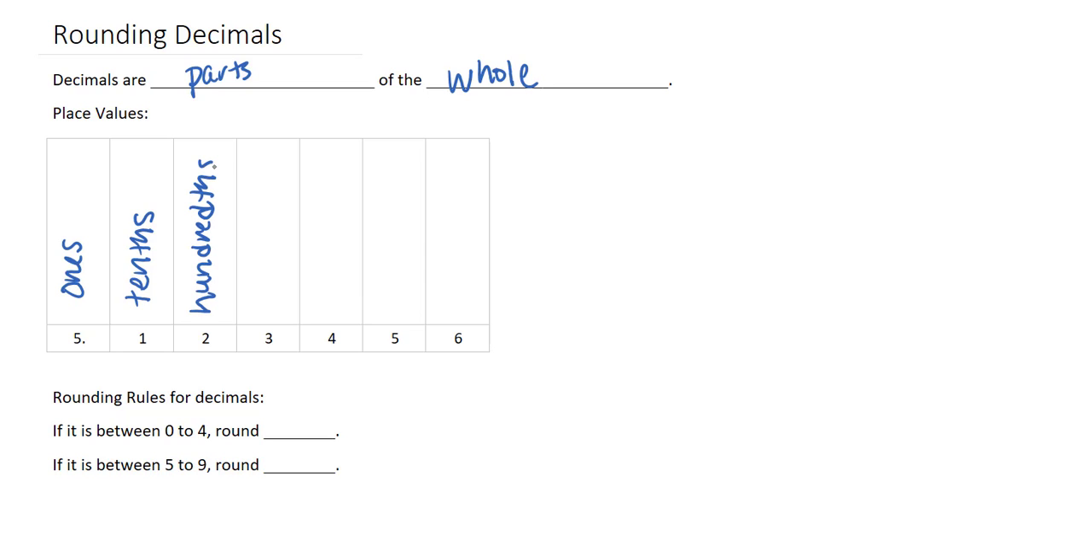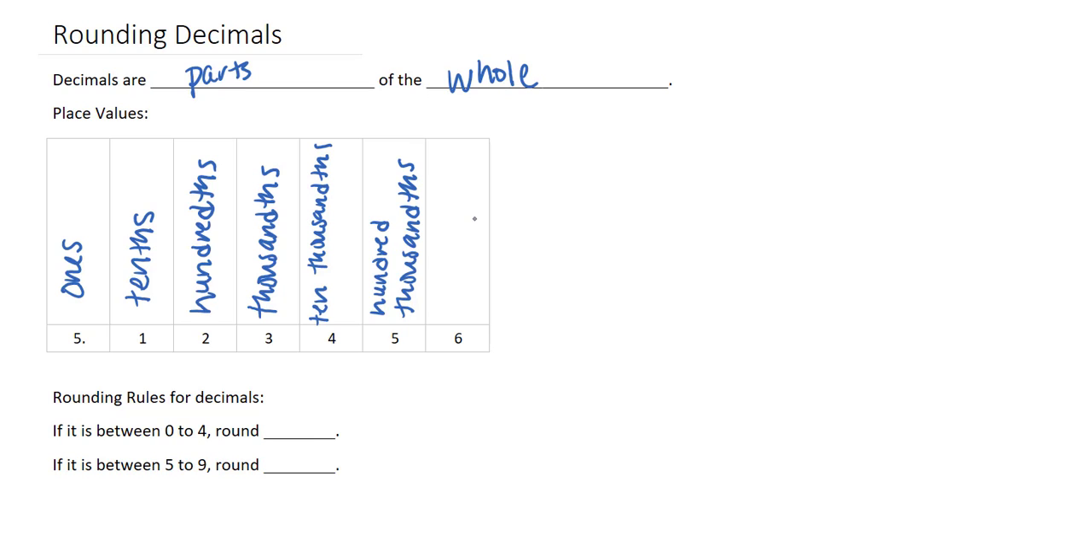Notice that we just add THS to the end. And then we have the thousandths, then 10,000ths, then 100,000ths, and then we have our millionths.